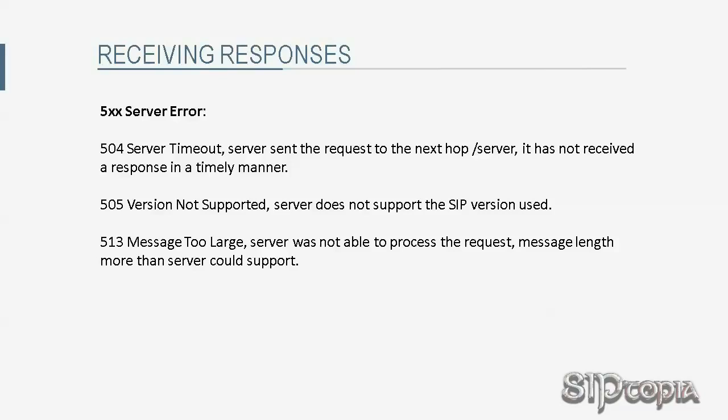505 version not supported indicates that the server does not support the SIP version used in the request. Obviously, if Tarzan calls Jane and his SIP phone uses a different version of SIP than Jane's SIP phone uses, Jane's SIP phone may respond with 505 version not supported. 513 message too large is an indication that the server was not able to process the request as the message length was more than it was able to support.